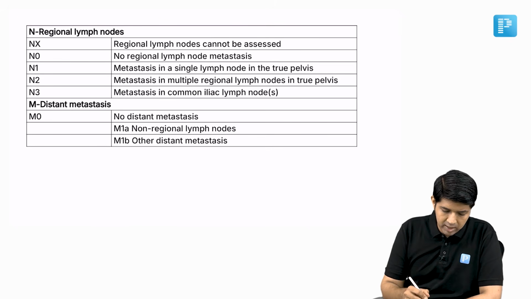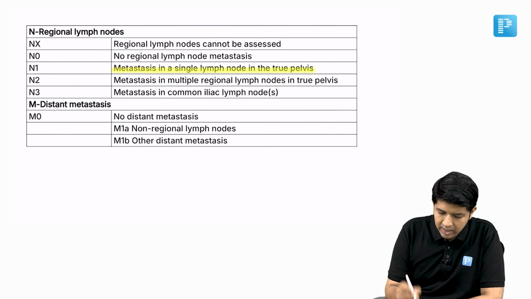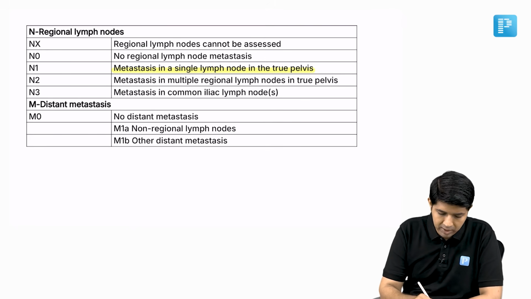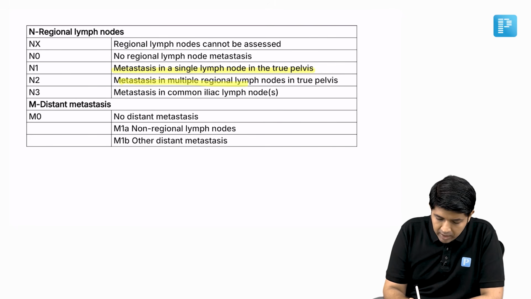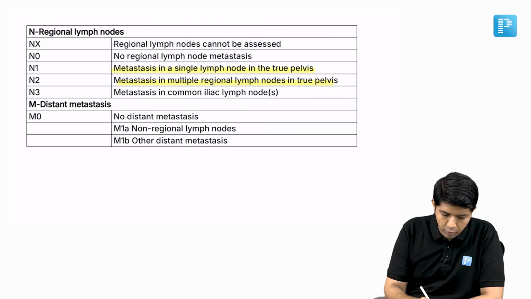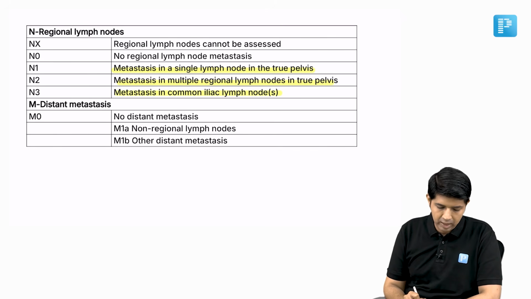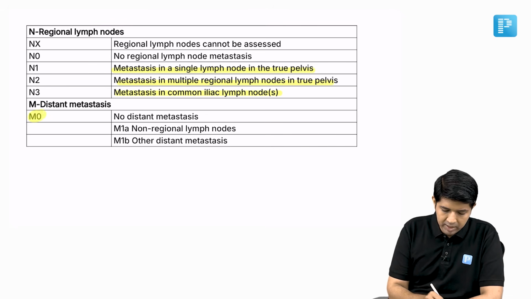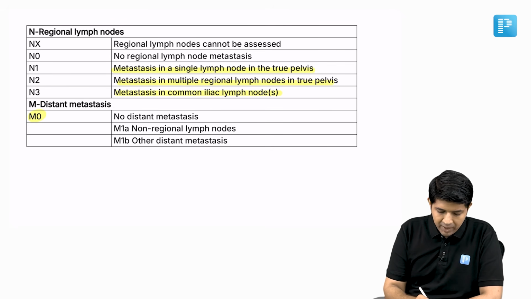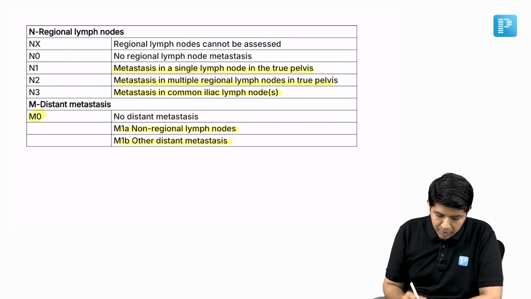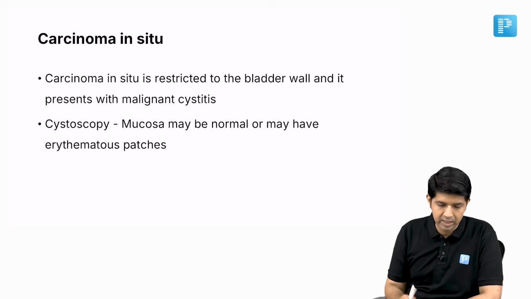Coming to the N staging, N1 is metastasis in a single lymph node in the true pelvis. N2 is metastasis in multiple regional lymph nodes in true pelvis. N3 is metastasis to the common iliac node. And again, M is where you're looking at metastasis. M1A is non-regional lymph nodes and M1B is other distant metastasis.